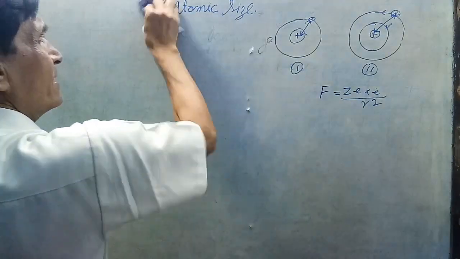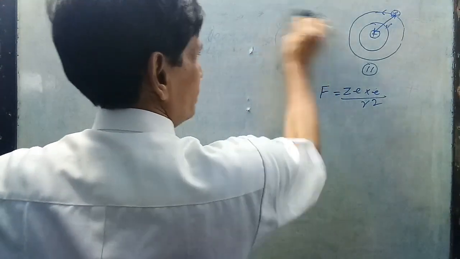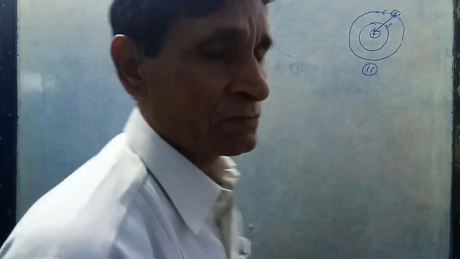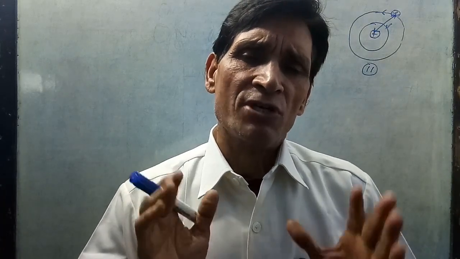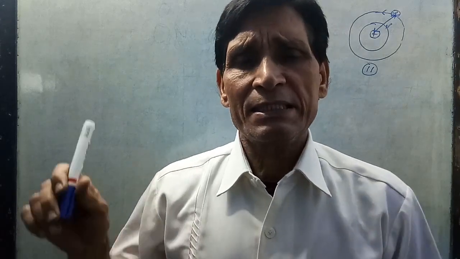Variation of ionization energy in the periodic table. First point, ionization energy shows a periodic trend for all elements, meaning the ionization energy of elements in the periodic table. So, periodic trend: in general, it decreases down the group and increases across the period from left to right.